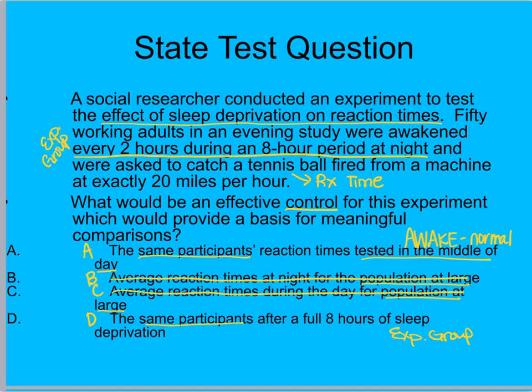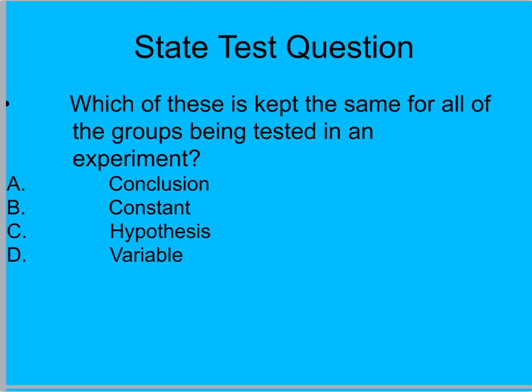So this one was kind of tough. Which of these is kept the same for all groups being tested in an experiment? So it's the same for all groups. Would that be the conclusion, constant, hypothesis, or variable? So this is the definition of a constant. Remember, a constant is also known as a controlled variable.